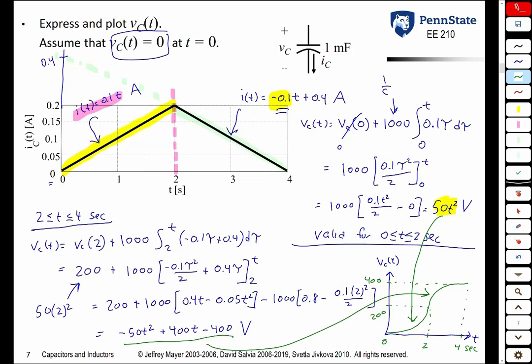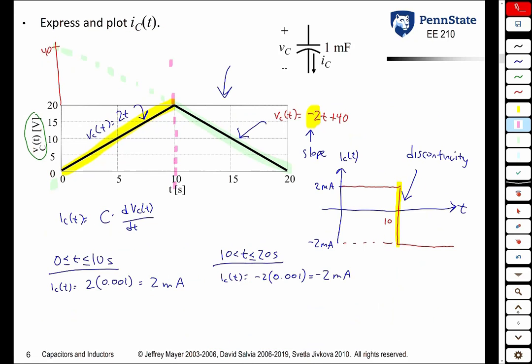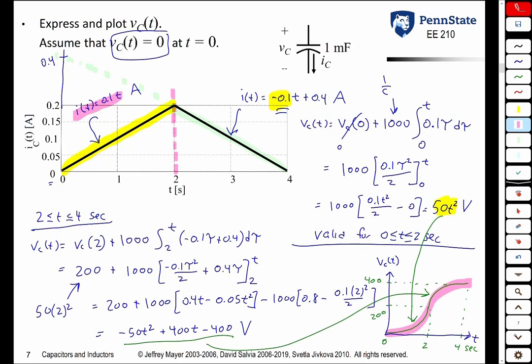What we notice is this voltage is continuous. Notice there are no jumps. Current can have a jump or a discontinuity. Voltage cannot have a jump or discontinuity.